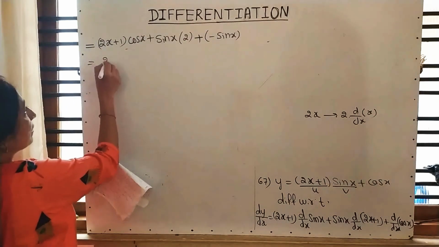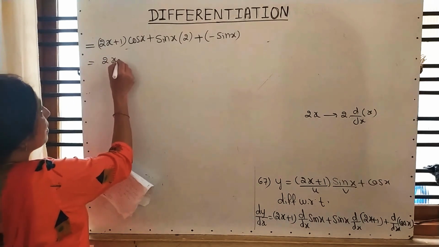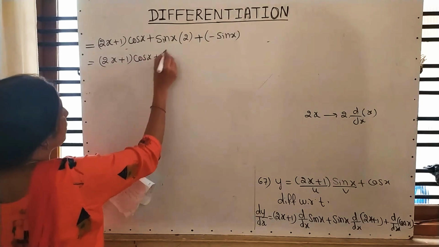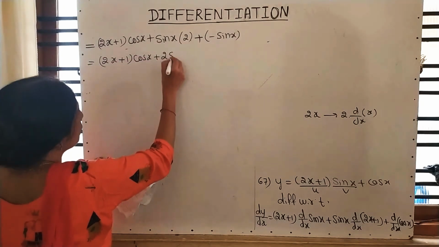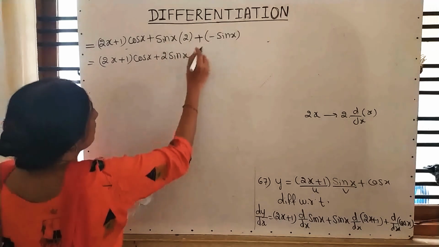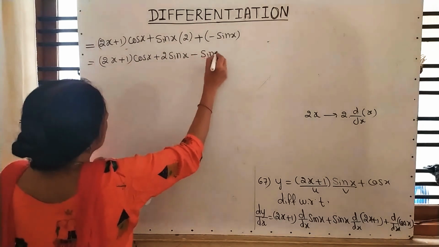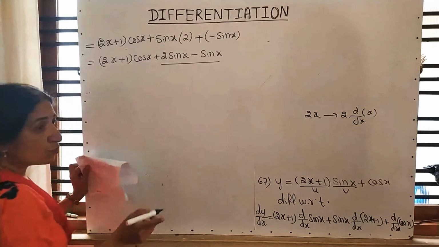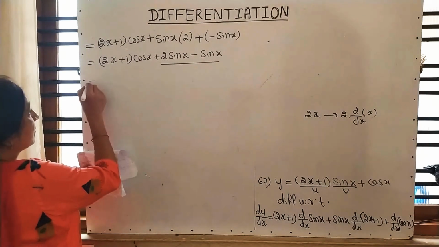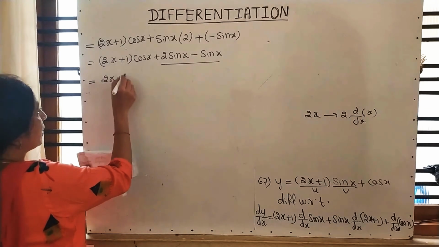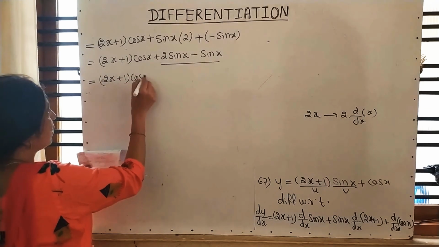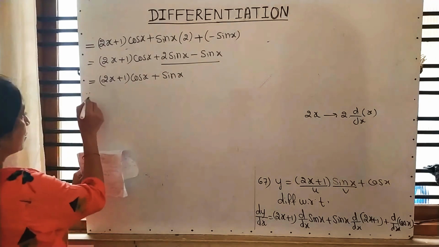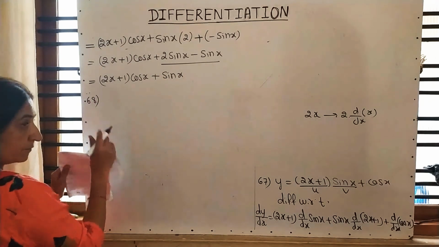So, the answer is 2x plus 1 into cos x. Don't mix these two. It is 2 into sin x. Plus into minus is minus sin x. Can we simplify this? Yes. Plus 2x minus sin x is sin x. 2x plus 1 into cos x plus sin x. Next, question number 68.